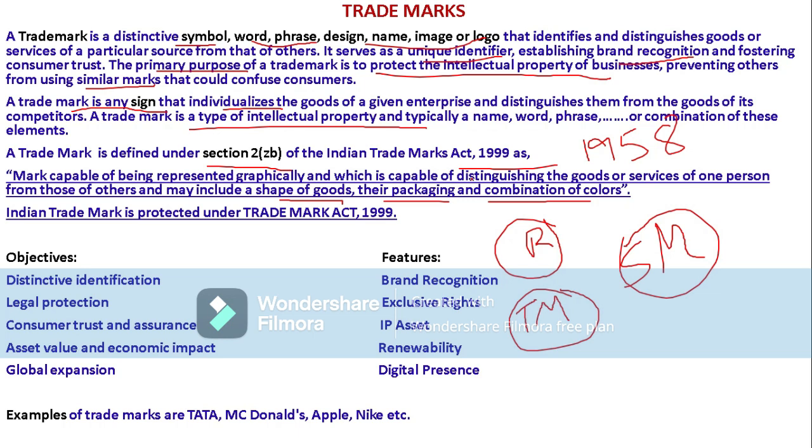We know that different companies have different colors. For example, Google is a search engine, and Yahoo is also a search engine. But having two different colors and two different types of writing creates a differentiation between the two search engines, so it is a combination of colors. Likewise, a mark may show not only in the shape of goods or their packaging, but also in a combination of colors. And Indian trademark is protected under the Trademarks Act 1999, as I said before.